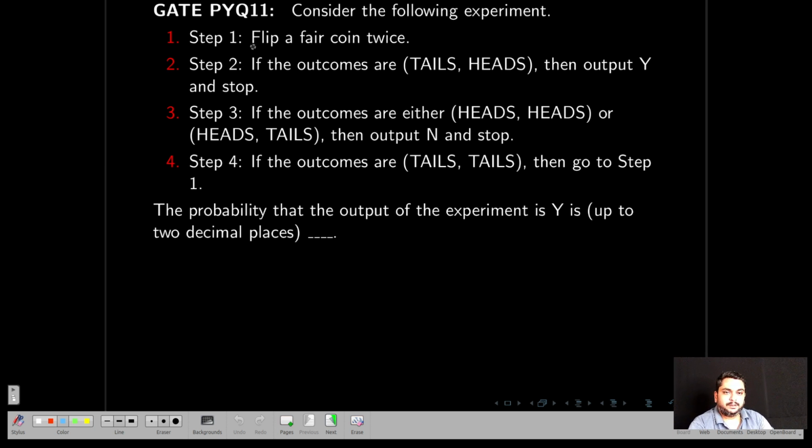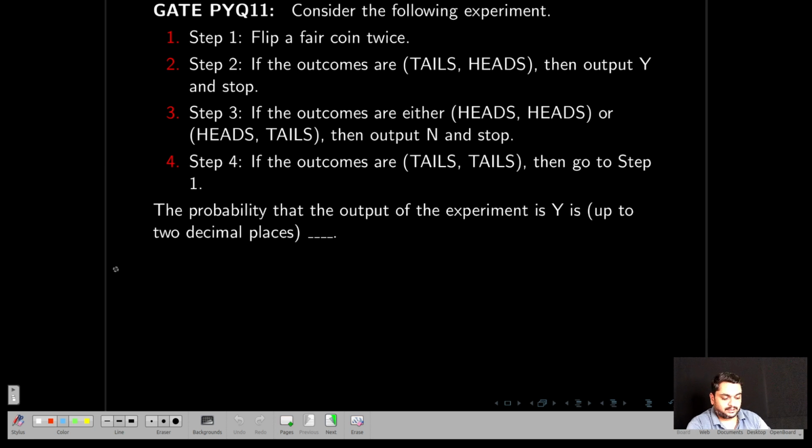Consider the following experiment. Step 1, flip a coin twice. Step 2, if the outcomes are tails heads, then output Y and stop. If the outcomes are either heads heads or heads tails, then output N and stop. Step 4, if outcomes are tails tails, then go to step 1. The probability that the output of the experiment is Y is dash.